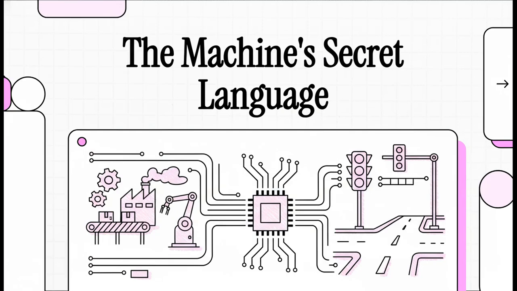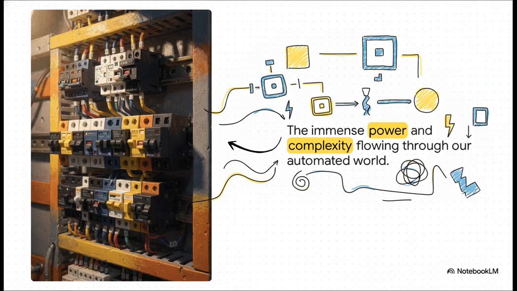Have you ever really stopped to think about how our automated world, well, thinks? I'm talking about everything from giant factory arms to the traffic lights on your corner. There's a secret language working behind the scenes, a kind of script that turns electricity into action. Well, today, we're going to learn to speak that language. It's called ladder logic. So, take a look at this.